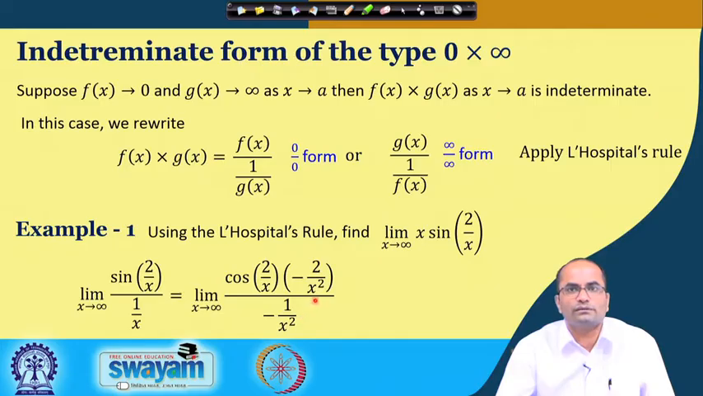So, the x square terms get cancelled, and then we have 2 cos 2 over x as x goes to infinity. As x goes to infinity, 2 over x goes to 0, and cos 0 is 1, and we have this 2 here. So, the limit is 2.